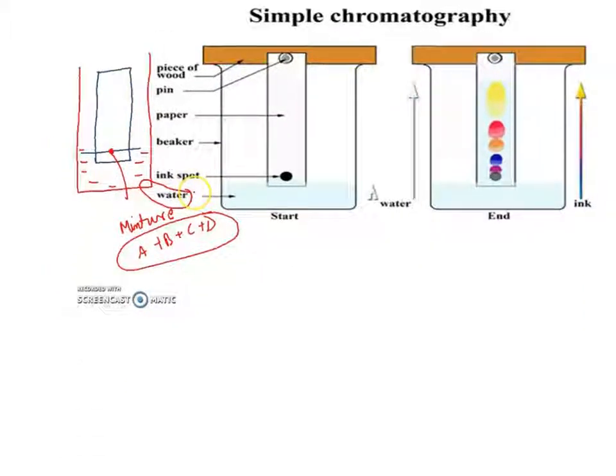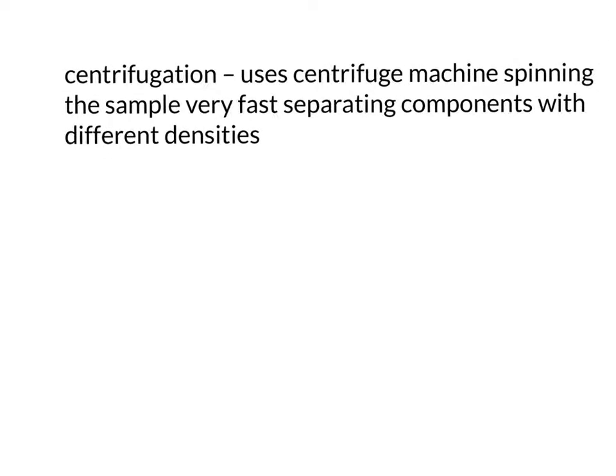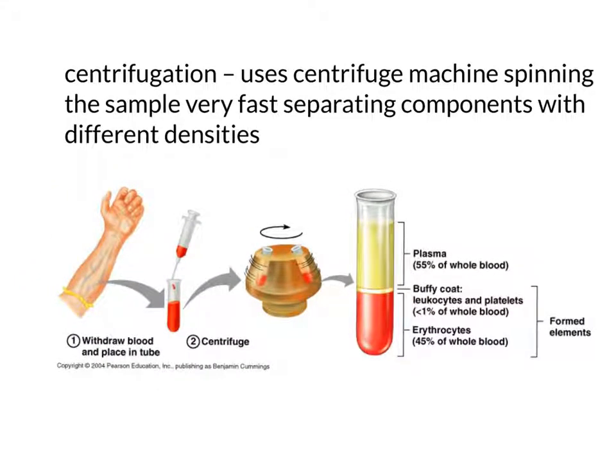The last method is also a specialized way called centrifugation. It uses a centrifuge machine, spinning the sample very fast, separating the components with different densities. Like in this test tube, the blood is withdrawn from the arm and placed in the machine, and it spins very fast, separating the liquid component of the blood, called plasma, and the formed elements of the blood containing the different cells.